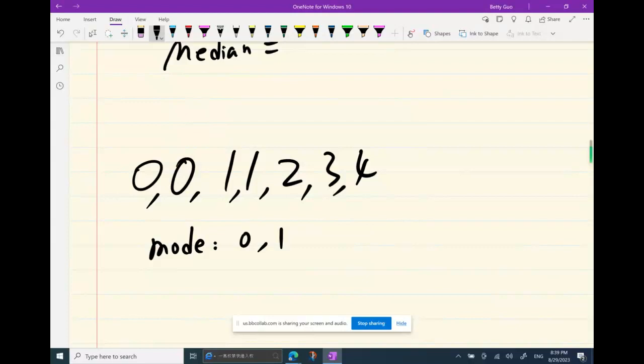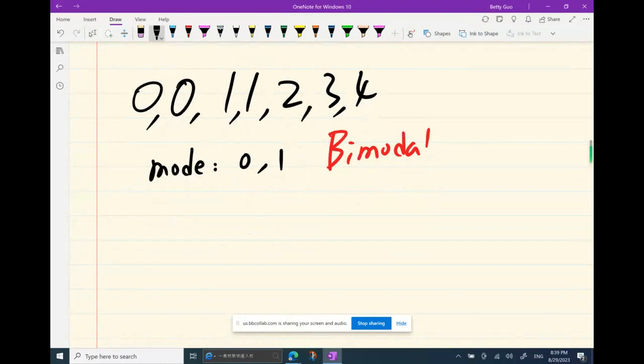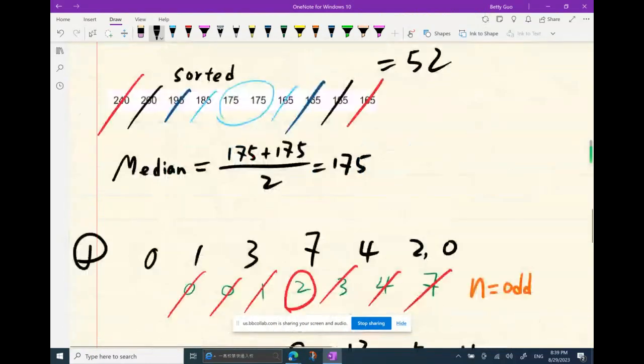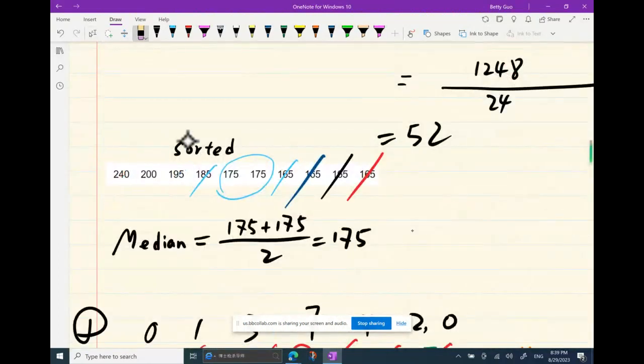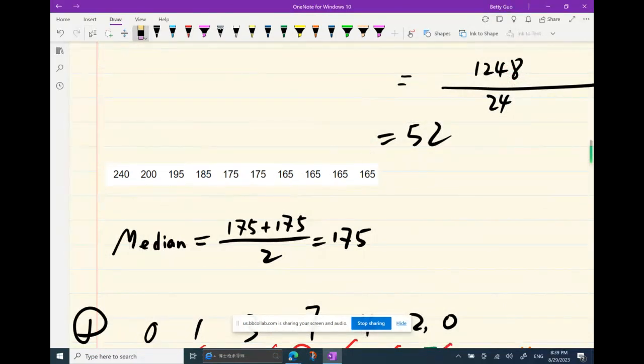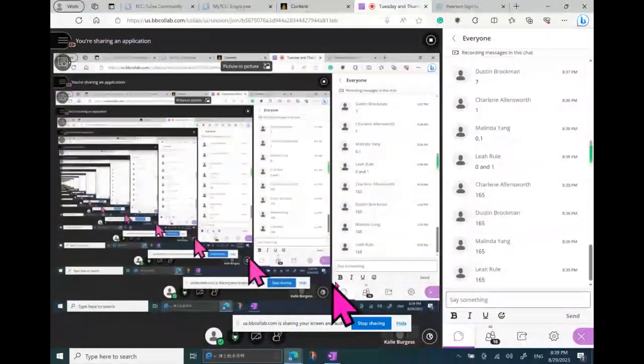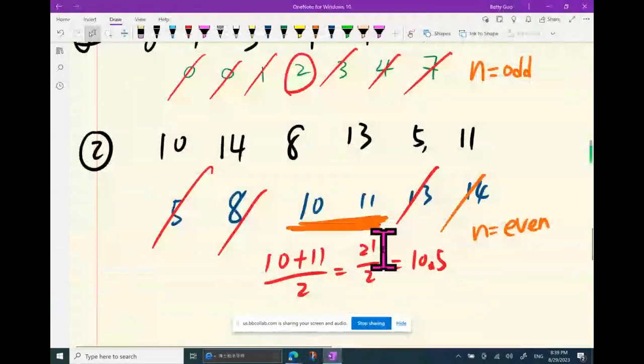And when a data set has two modes, we call the data set what? Bimodal. Okay, so let me give you another example. What about this one? The one we had earlier. 240, 200, this one. What's the mode? Yeah, awesome, exactly.